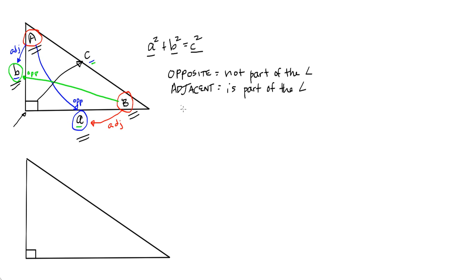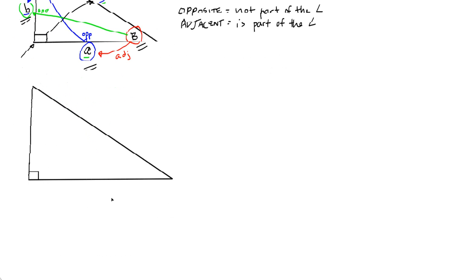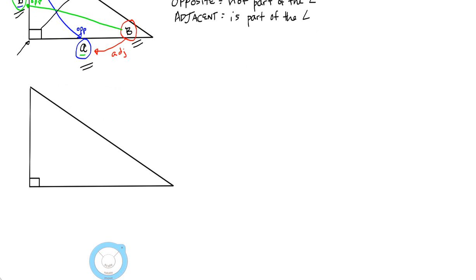The reason this is all important is because we use these terms opposite and adjacent to define our trigonometric functions, which are functions in trigonometry, and there are 6 of them altogether. I've drawn a second right triangle here for us to use. Let me go ahead and label some sides here. Let's use some different labels here.